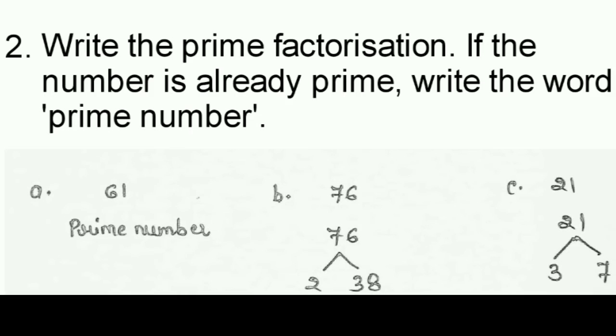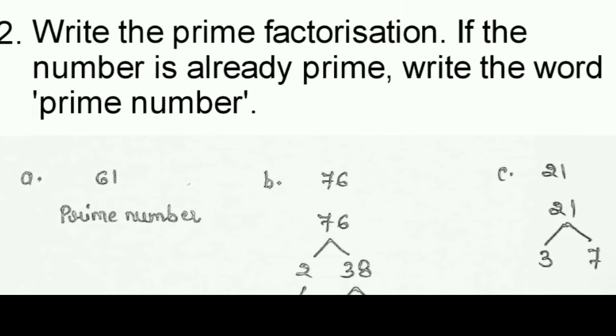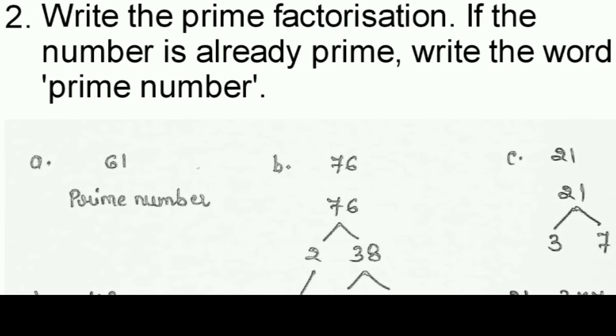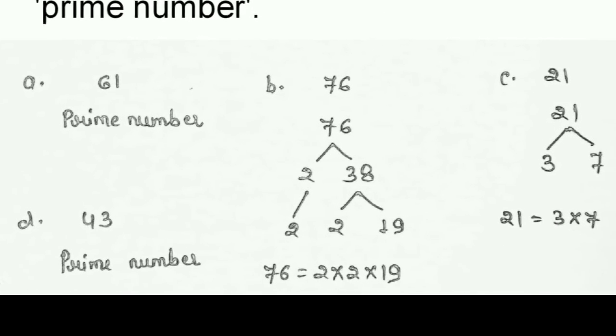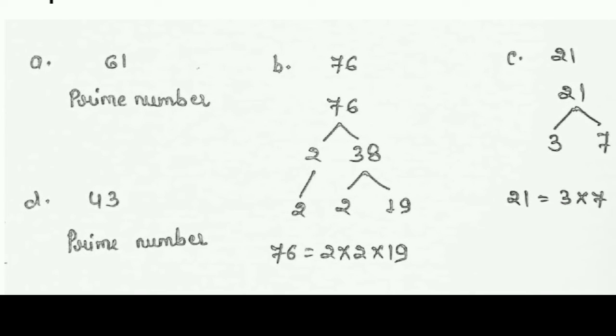Next, question number 2. Write the prime factorization. If the number is already prime, write the words prime number. If that number will not factorize, we will write directly prime number. See the first one, 61. 61 is a prime number because it is not coming in any of the tables. So we will write prime number.